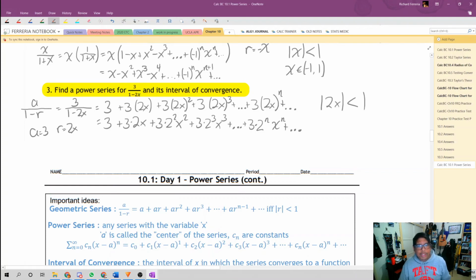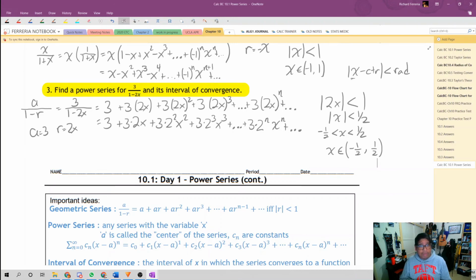For the interval of convergence, we know that the absolute value of the ratio 2x has to be less than 1. And that doesn't look like the form of x minus the center is less than the radius. So we're going to have to do something here to simplify that. I think the problem is that there's a 2 multiplying the x here, and there's nothing multiplying the x here. So we'll just multiply both sides by 1/2. That gives me the absolute value of x is less than 1/2, which means x is between negative 1/2 and 1/2, or x is a member of the set from negative 1/2 to 1/2.